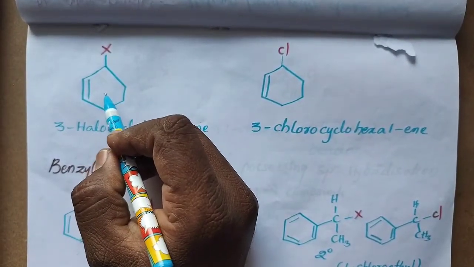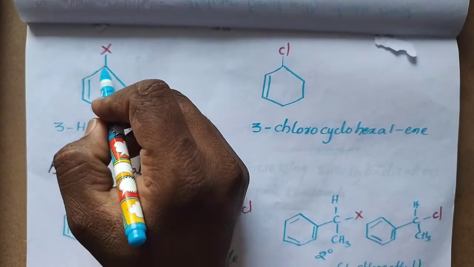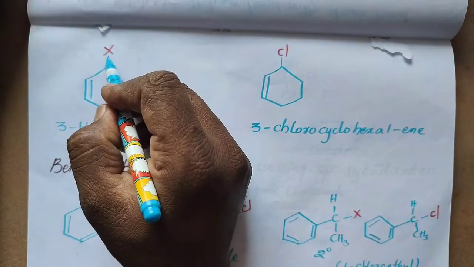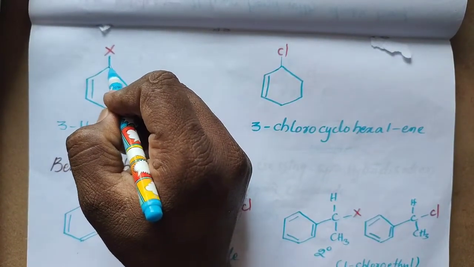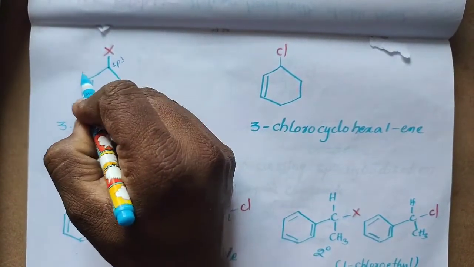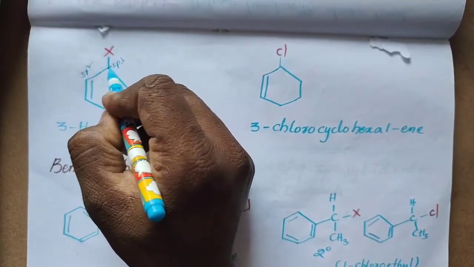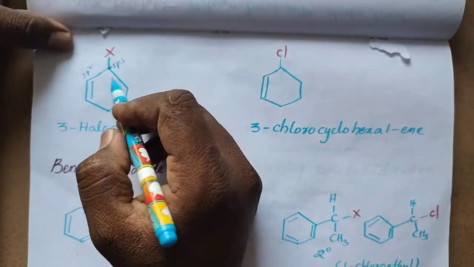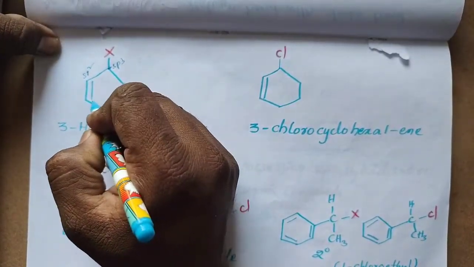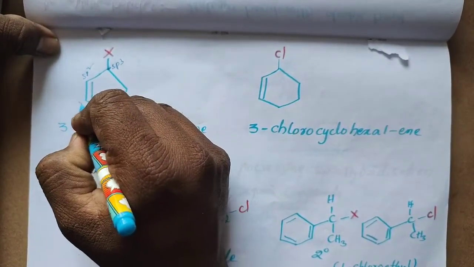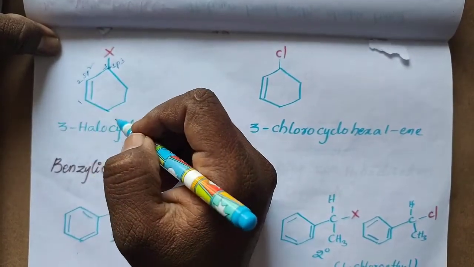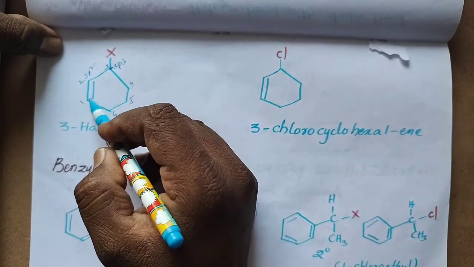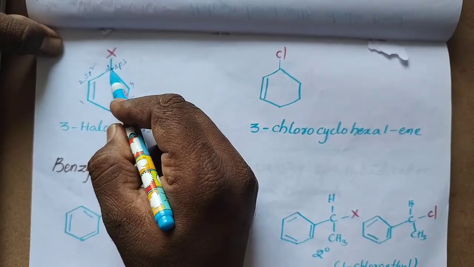In this, you observe cyclohexene. In that, a hydrogen position is replaced with a halogen. You observe this is an sp3 carbon, adjacent to an sp2 carbon. So which type of position is it? Allylic position. Which type of halide? Allylic halide. Now for numbering as per the IUPAC point of view, 1 2 3, 1 2 3 4 5 6. You observe in this the third position.